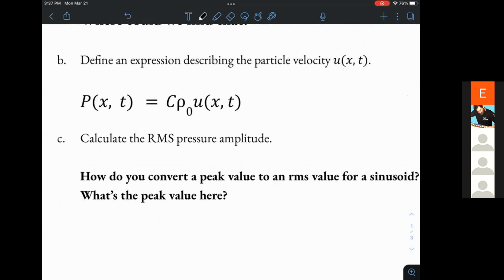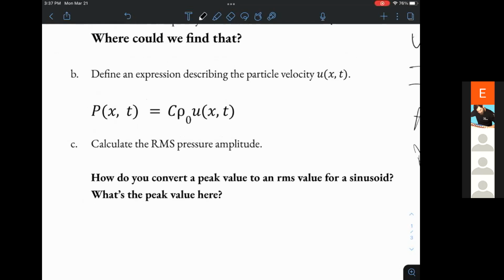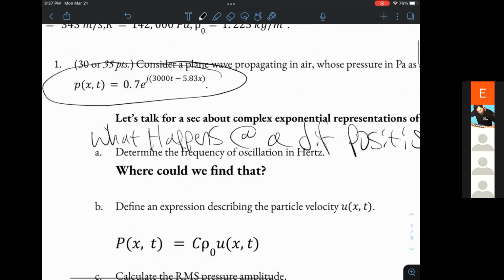Calculate the RMS pressure amplitude. I will post this, by the way, and you'll have access to all this stuff. How do you convert a peak value to an RMS value if it's a sinusoid? Divided by root 2, okay? And what's the peak value here, if you're looking at this? Look at the original equation.